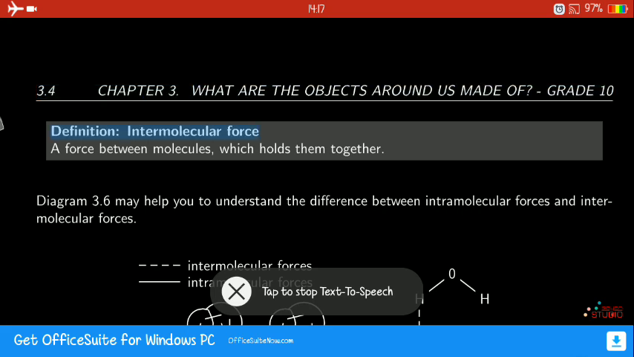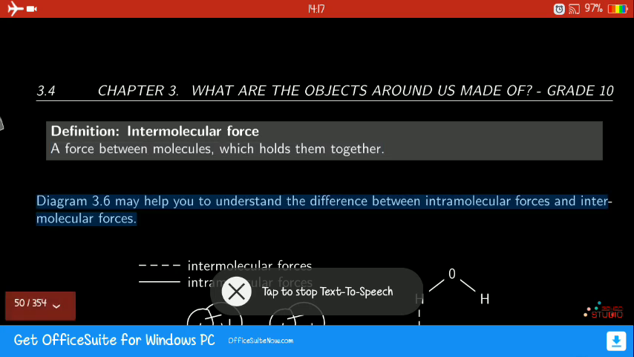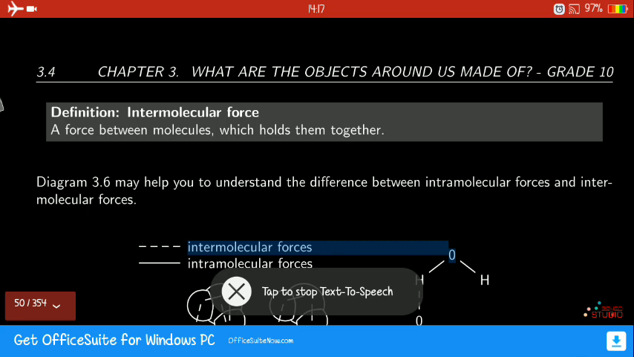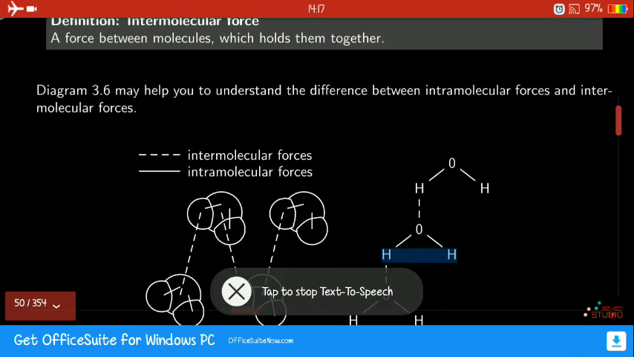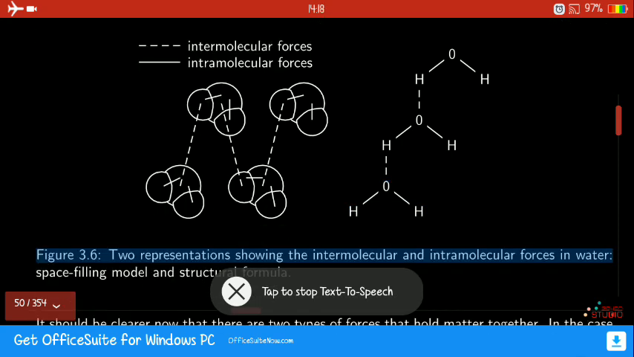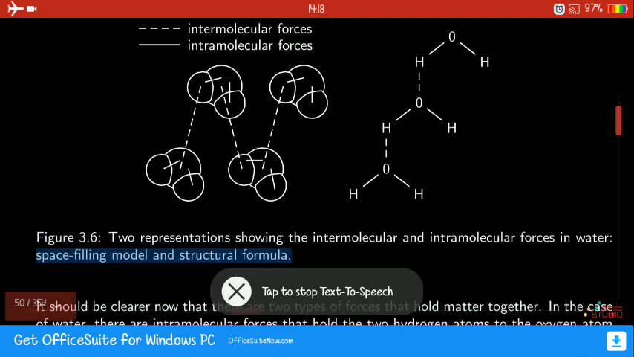Definition: intermolecular force. A force between molecules, which holds them together. Diagram 3.6 may help you to understand the difference between intramolecular forces and intermolecular forces. Figure 3.6: two representations showing the intermolecular and intramolecular forces in water. Space filling model and structural formula.